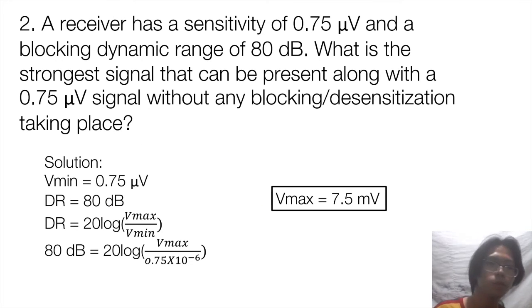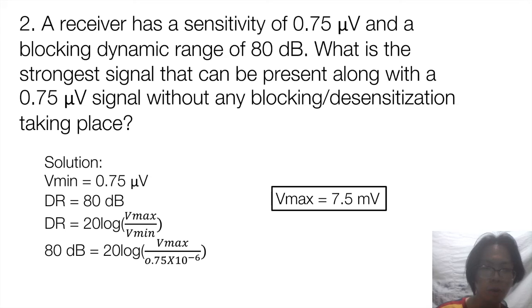Number 2, it says that a receiver has a sensitivity of 0.75 microvolts and a blocking dynamic range of 80 decibels. What is the strongest signal that can be present along with a 0.75 microvolt signal without any blocking or desensitization taking place? First, we write the given.